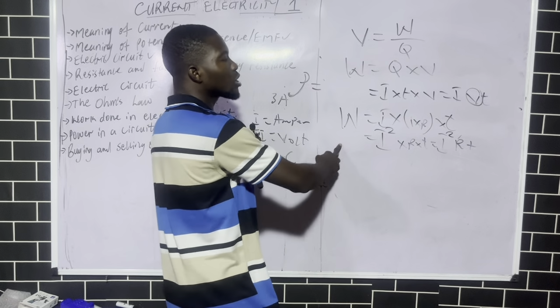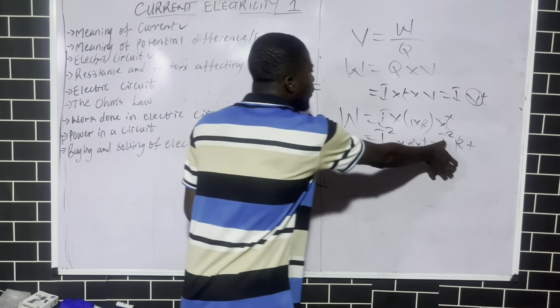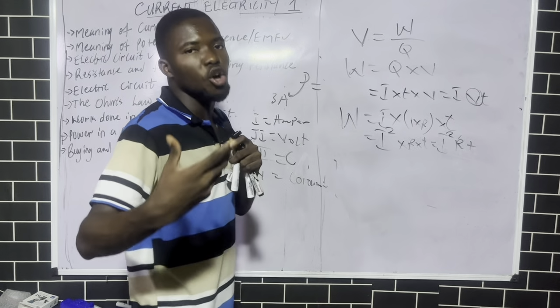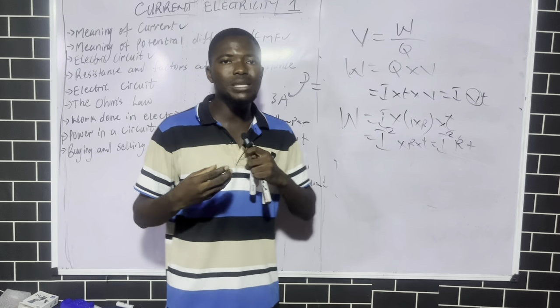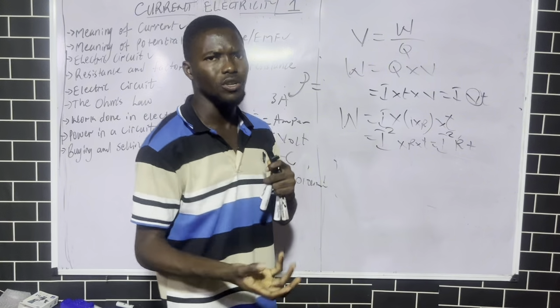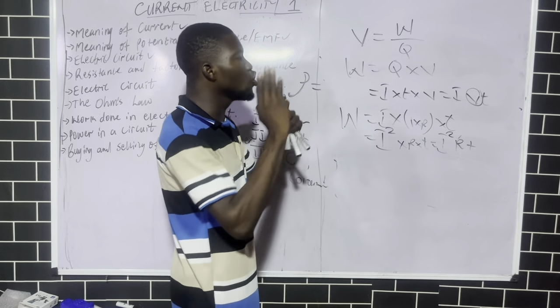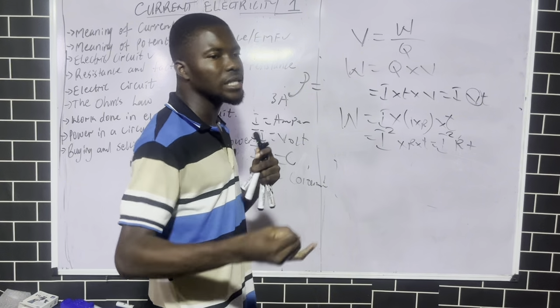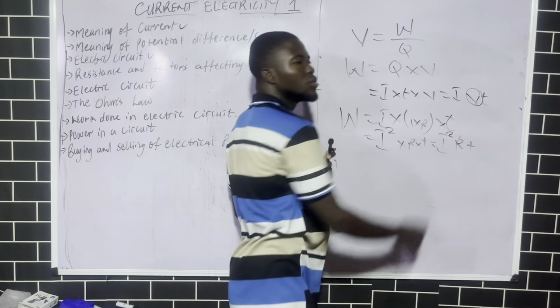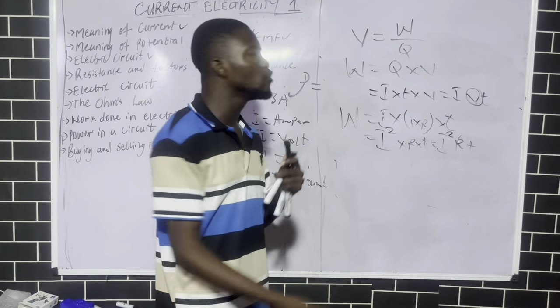So this is the work done. The work done can either be IVT or I squared RT. This formula depends on your parameters. What is a parameter? Parameters are the set of values given to you in the question that can help you solve it. So once you know your parameters, if they give you current, voltage, and time, you know this is the formula you're using. If they give you current, resistance, and time, you know this is the formula you're using.